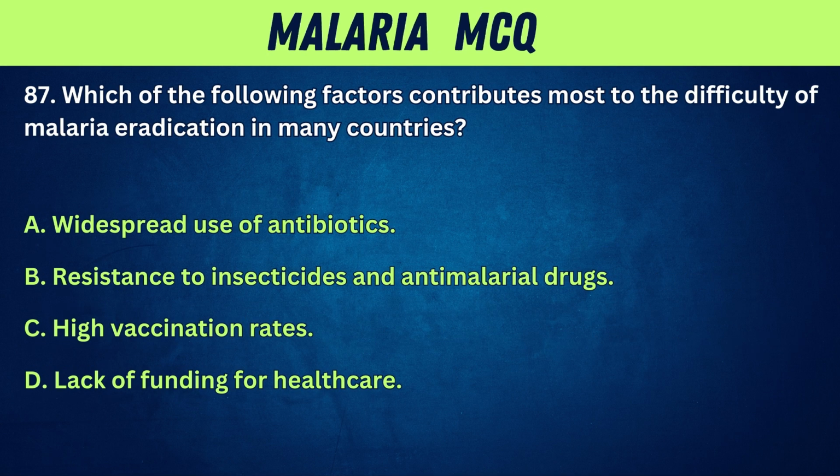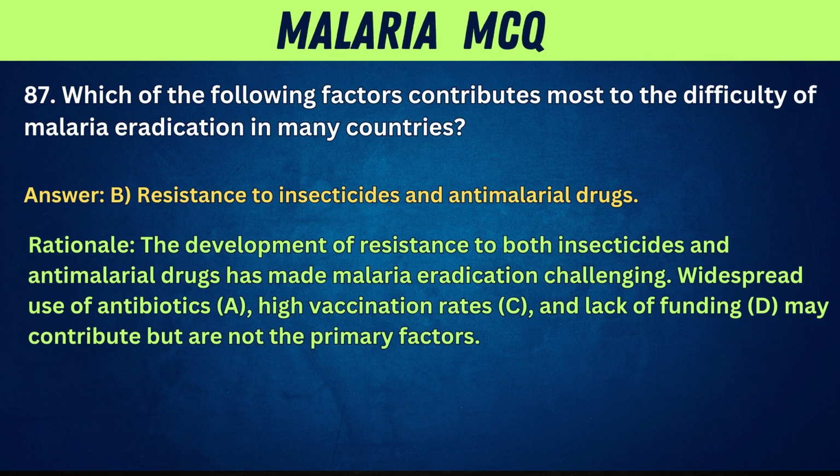87. Which of the following factors contributes most to the difficulty of malaria eradication in many countries? A. Widespread use of antibiotics. B. Resistance to insecticides and antimalarial drugs. C. High vaccination rates. D. Lack of funding for healthcare. Answer: B. Resistance to insecticides and antimalarial drugs. Rationale: the development of resistance to both insecticides and antimalarial drugs has made malaria eradication challenging. Widespread use of antibiotics, A, high vaccination rates, C, and lack of funding, D, may contribute but are not the primary factors.